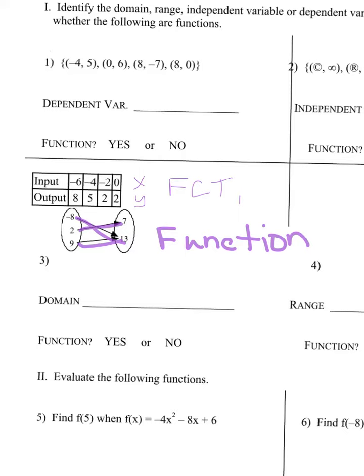So the domain of the mapping diagram would be the x values, which are -8, 2, and 9. And we said, yes, that is a function.